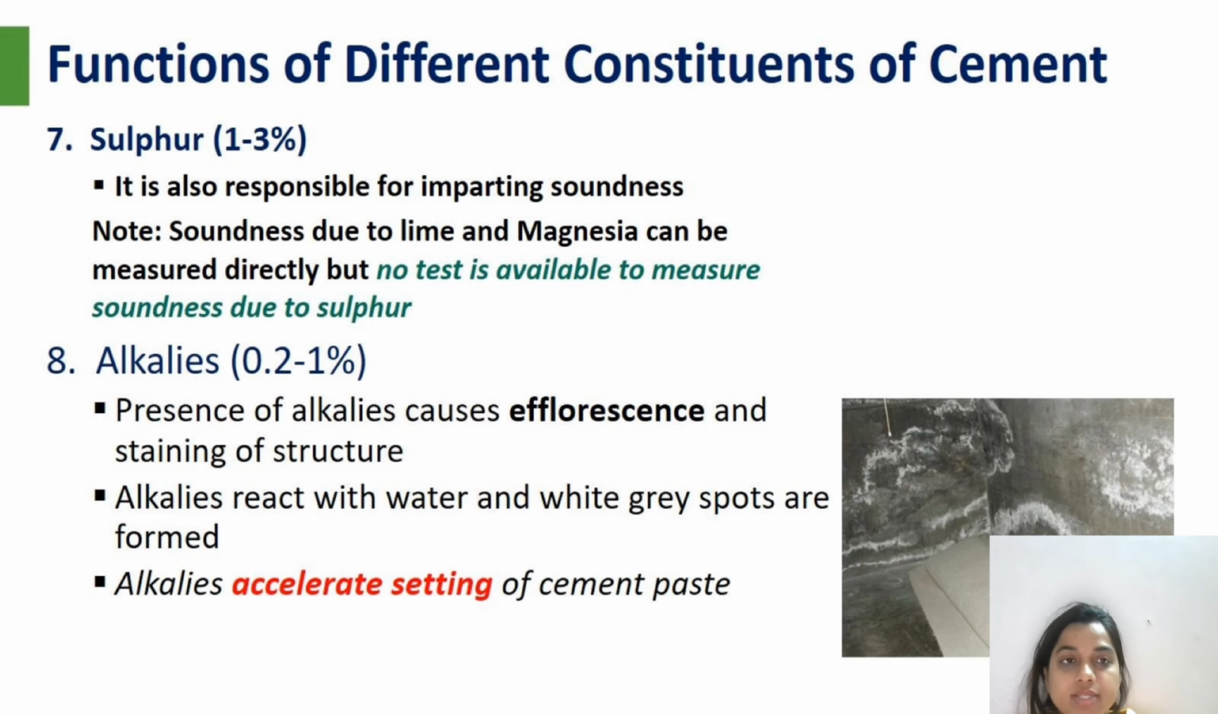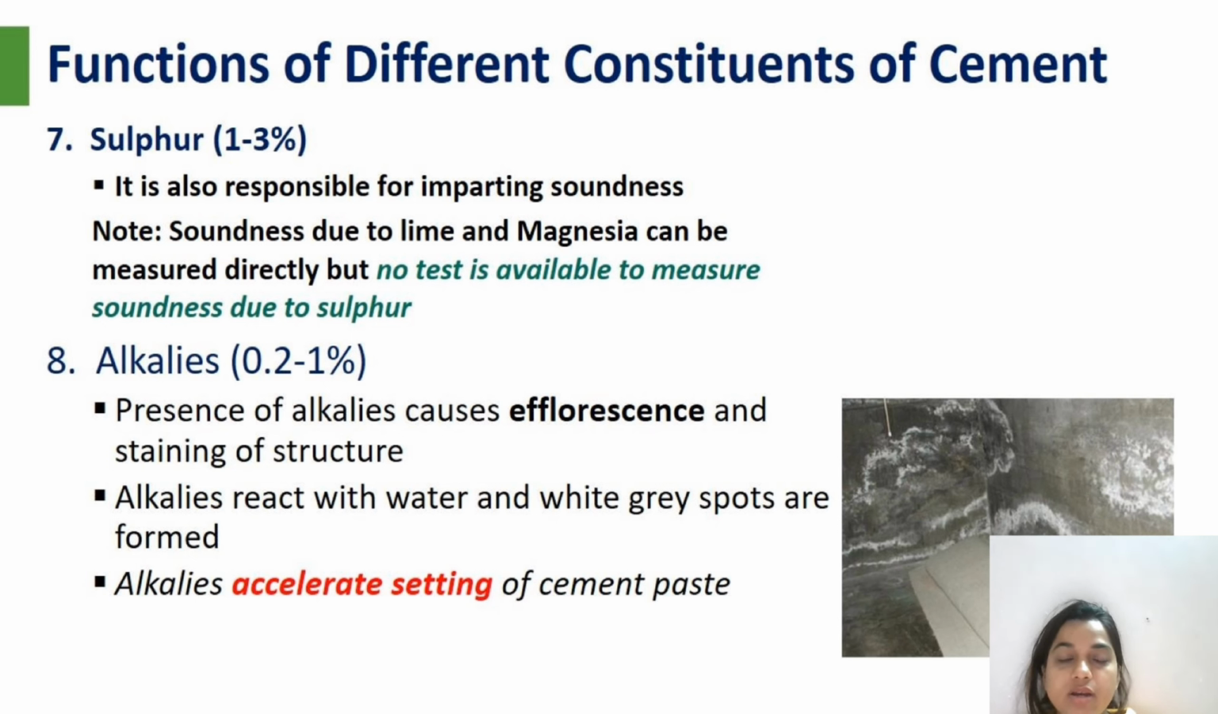Now next is sulfur, whose percentage is also very low. It is responsible for imparting soundness. The three constituents responsible for soundness are lime, magnesia, and sulfur. The soundness due to lime and magnesia can be measured directly, but there is no test available for the soundness due to sulfur.